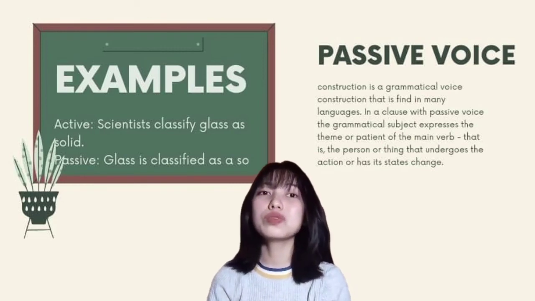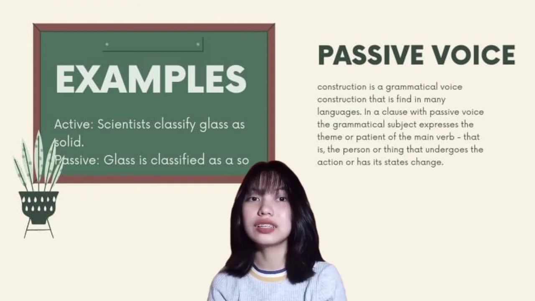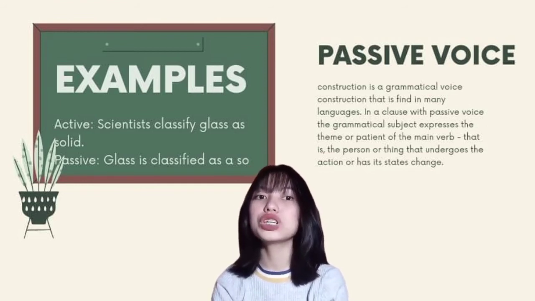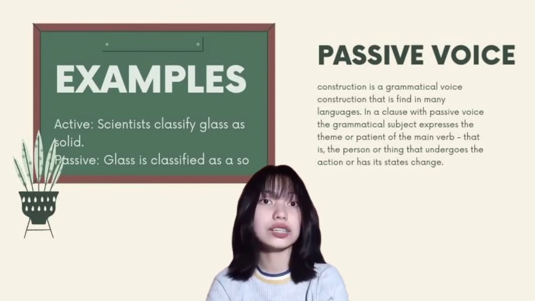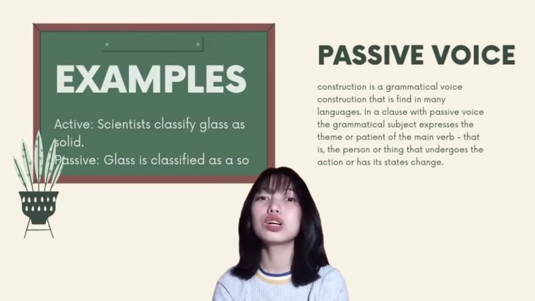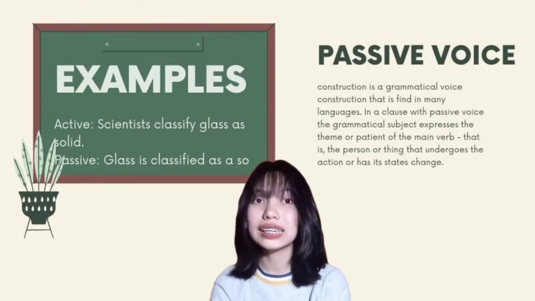Now, passive voice produces a sentence in which the subject receives an action. And on the contrary, active voice produces a sentence in which the subject performs an action. Now, to change a sentence from passive to active voice, you first determine who or what performs the action and use that person or thing as the subject of the sentence.